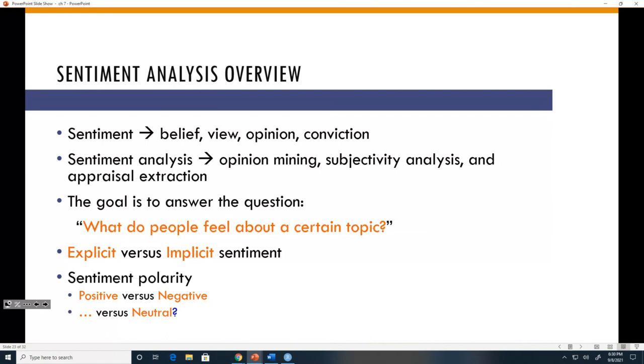From there, you need to determine the polarity of the sentiment. Is it positive? How positive? Or negative? How negative? Or is it neutral?